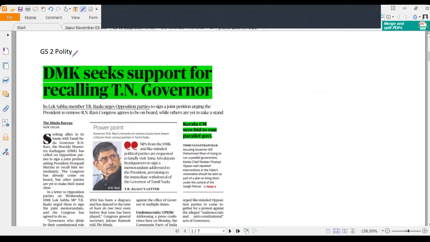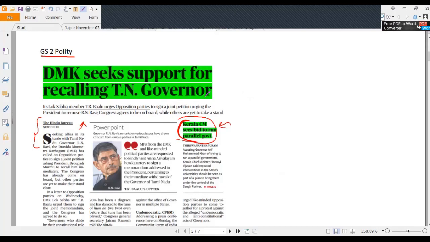So the first news item is related to GS2 polity, where it says DMK seeks support for recalling Tamil Nadu governor. So there has been a tussle ongoing between the governor of Tamil Nadu and the ruling dispensation of the state. And this is not the case in Tamil Nadu alone, rather in Kerala as well. The ruling party is accusing the governor of running a parallel government. So governor related controversies are coming up recently from Tamil Nadu and Kerala. That is why this topic becomes important from PRELIMS point of view.